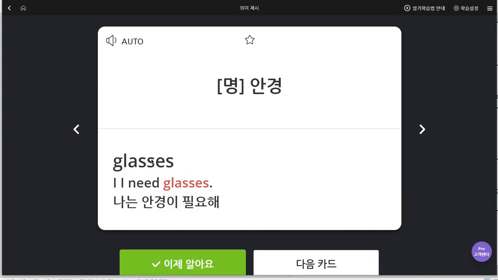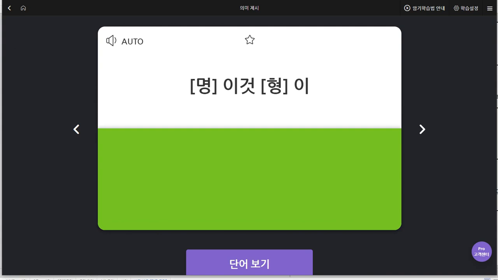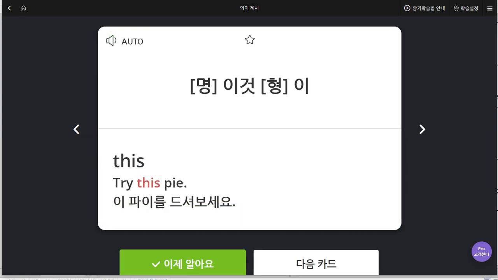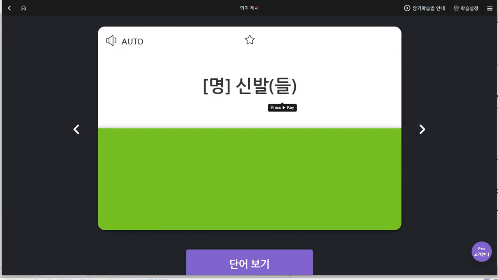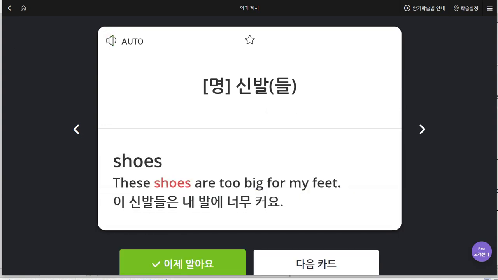Okay, 그다음 안경은? Glasses. 안경을 두 개니까 항상 여럿이라는 형태의 여기에 ES를 씁니다. Glasses. 나는 안경이 필요해. I need glasses. 나는 안경이 필요해. 그 다음에 이것. This. Try this one. 이 파이 한번 드셔보세요. Try this pie. 그다음에 신발들. Shoes. 그래서 이 신발들은 너무 커요. 내 발에. These shoes are too big for my feet.